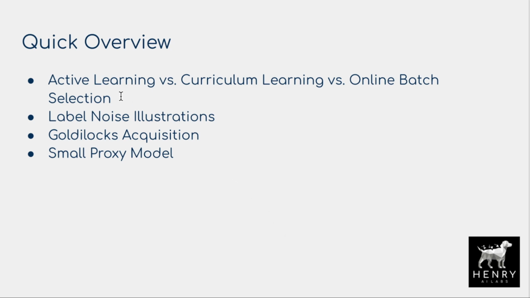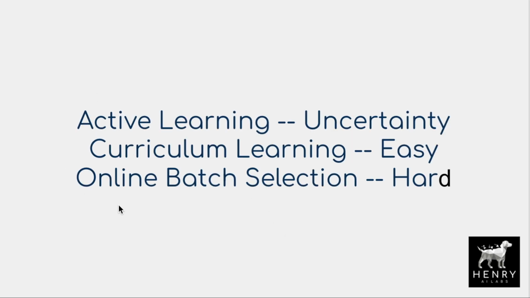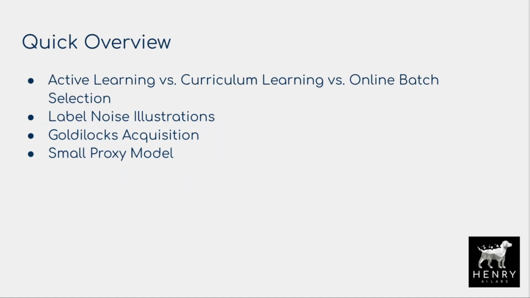Active learning generally focuses on uncertainty, as the next slide will show. Curriculum learning uses the easy examples, trying to build up from the easy to the more challenging examples. In online batch selection, you just look for the highest loss or the highest gradient norm, these kinds of ideas for how we're going to pick the next data batch to sample from.